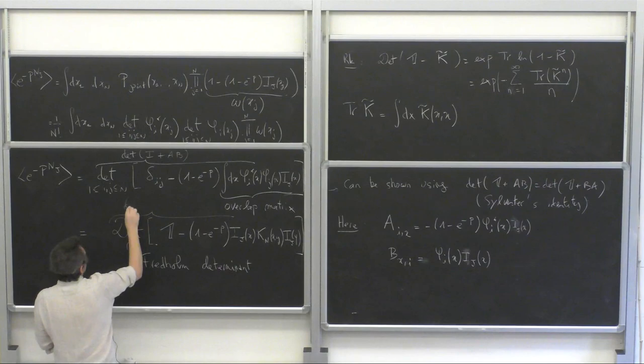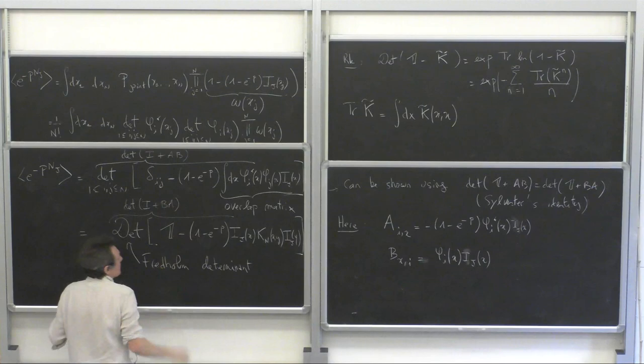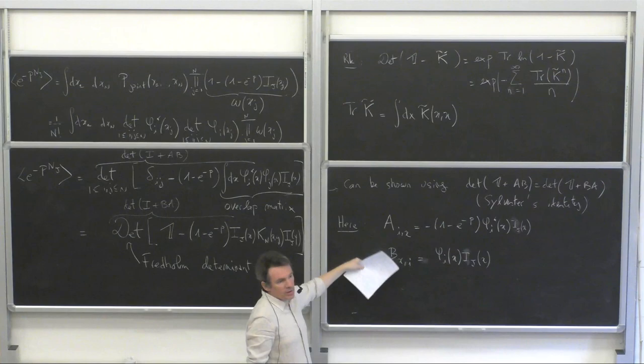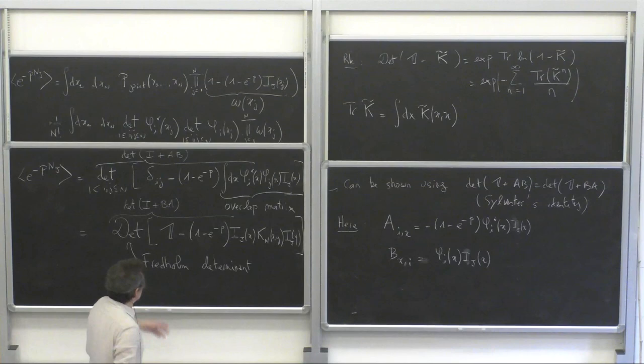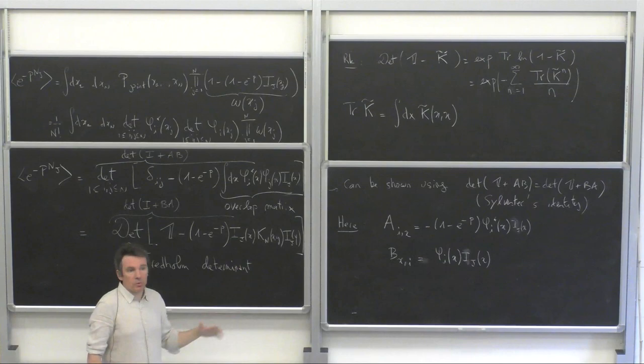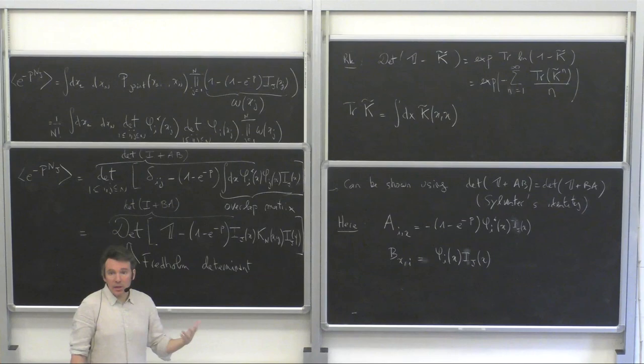Of course, this proof is very formal because I assume that I can manipulate these objects, which you would need to really define, but formally you see how it works. So again, this formula is extremely useful because this is something that you can handle, and the question now is what happens to this kernel. The only thing that we need to control is the large N limit of this kernel.